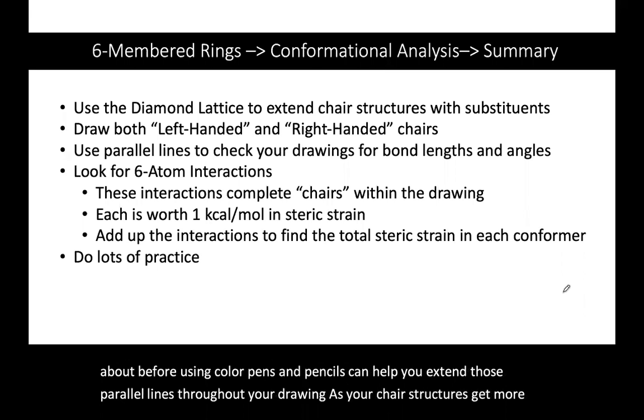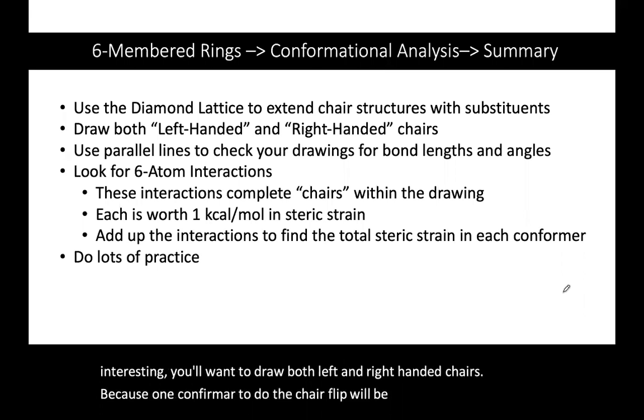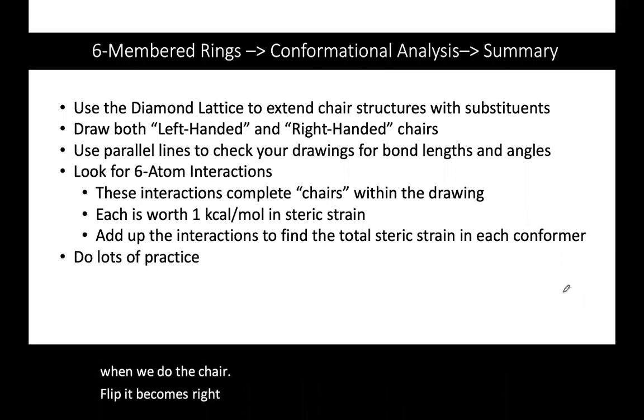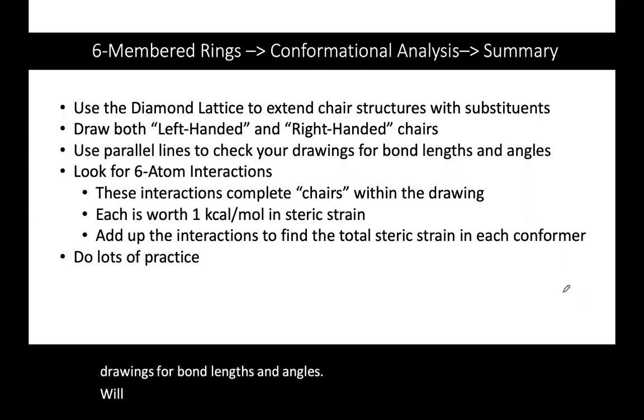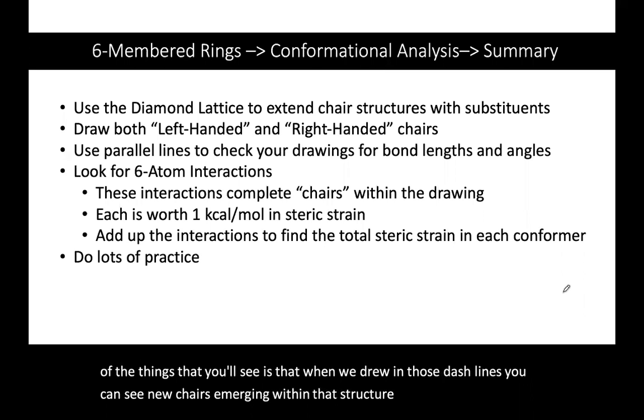You'll want to draw both left and right-handed chairs because one conformer to do the chair flip will be left-handed, and then when we do the chair flip, it becomes right-handed. Again, we'll use those parallel lines to check our drawings for bond lengths and angles. We'll then use these quality drawings to look for 6 atom interactions. One of the things that you'll see is that when we drew in those dashed lines, you can see new chairs emerging within that structure completed by the dashed lines.